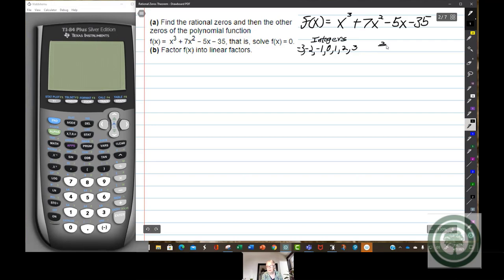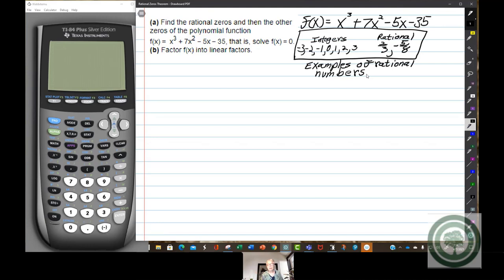Or 2/3 or negative 5/8. Those are rational. They're actually rational. And these are examples of rational numbers. Let me put that notation. Examples of rational numbers. Okay, that's what we're looking for first.